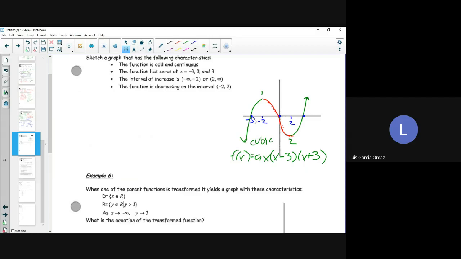Like I said, map out your zeros first. You know there's an interval of increase from negative infinity to where x is negative 2. Then it decreases from x is negative 2 to x is positive 2, and then increases again from 2 to infinity.